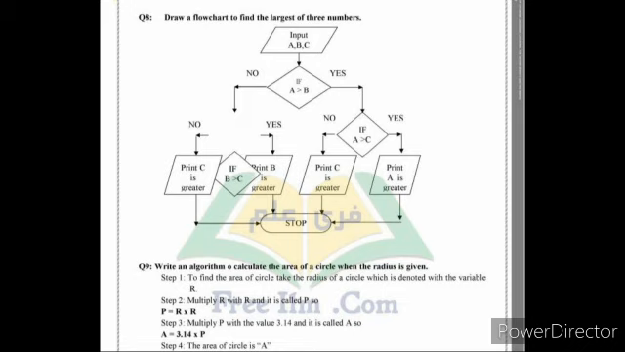And question number 9 and last question is write an algorithm to calculate the area of a circle when the radius is given. Area is equal to 3.14 multiplied by radius multiplied by radius. So dear students, you have to write these questions in your notebooks.